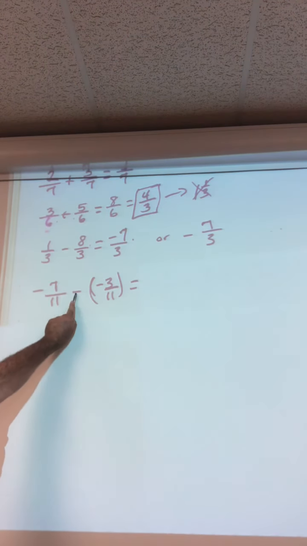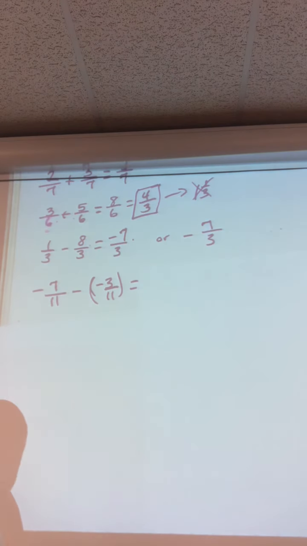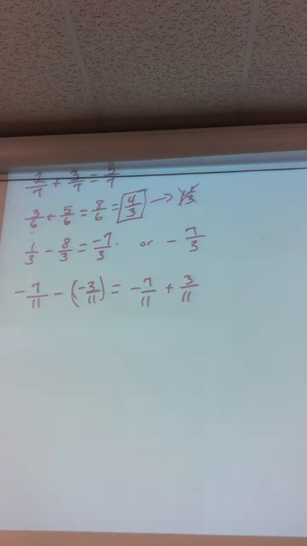So, look right here, I have double negatives. We just finished talking about double negatives. What do double negatives give us? It gives us a positive. So this would be negative 7 over 11 plus 3 over 11.